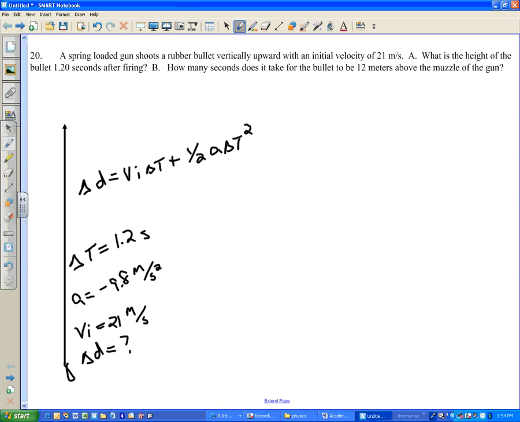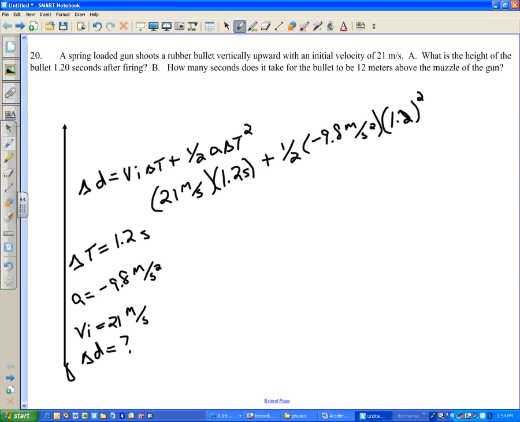And we have everything but delta D, so this one's quite friendly in the fact that we can just put some numbers in. I'd say 21 meters per second, multiply that times 1.2 seconds. And then I add to that 1/2 times negative 9.8 meters per second squared, and multiply that times 1.2 squared. And you're going to get delta D from that, right? And that delta D ultimately will be 25.2 meters. Voila, part A.